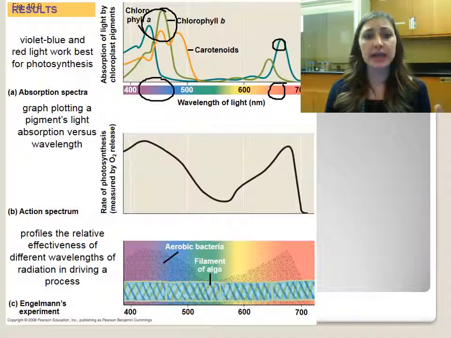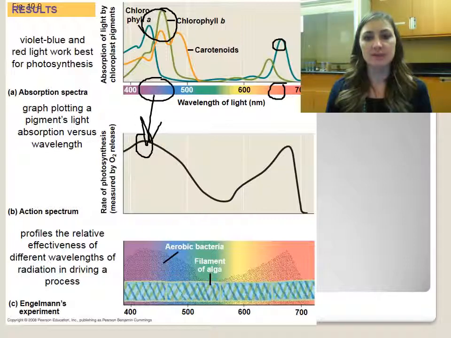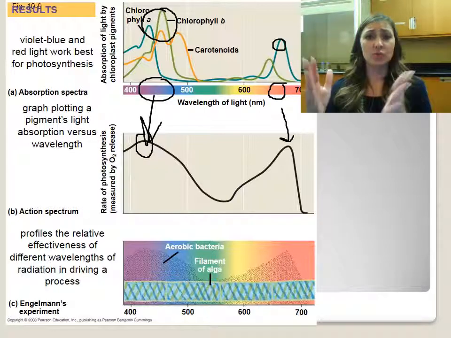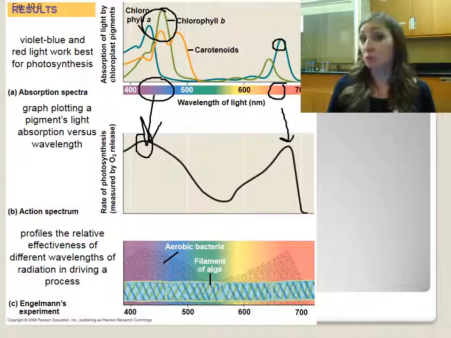If we were to look at a plot of absorption versus wavelength, we can look at the rate of photosynthesis. So here we see highest photosynthesis happens right here in the same region that we saw our peaks in. So this just shows us that photosynthesis tends to occur when you are exposing your plants or your chlorophyll to that red wavelength of light, as well as that violet-blue wavelength of light.